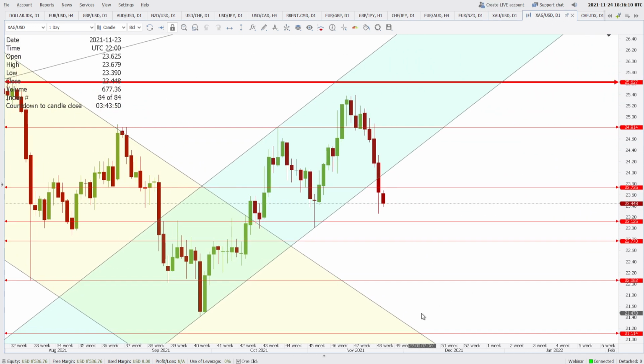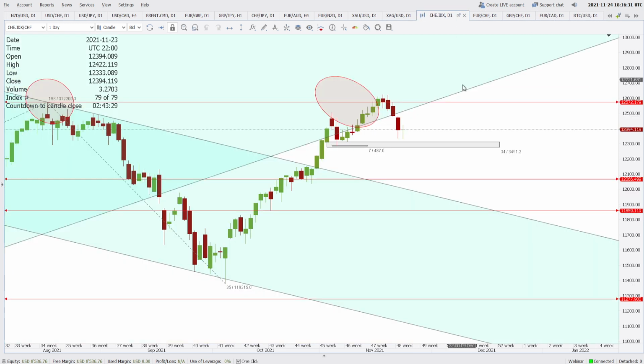Silver has broken below the rising channel. Now expect 23.12 to be the next demand zone, and if it fails to act as a demand zone, then 22.77 may be expected to act as a demand zone. Right now the price is between the resistance of 23.73 and support of 23.12.